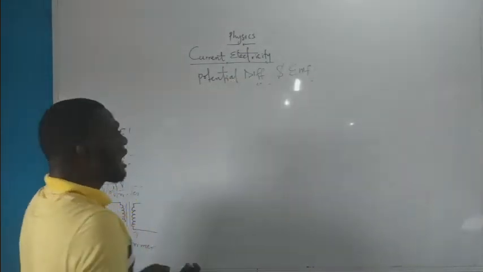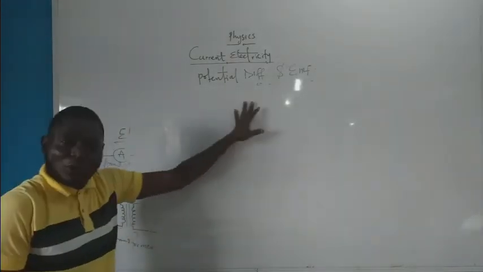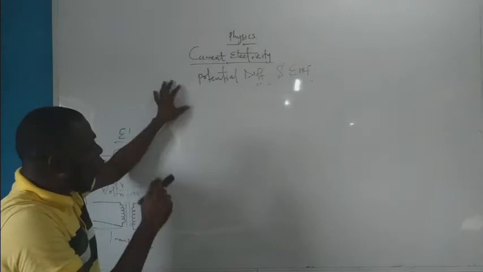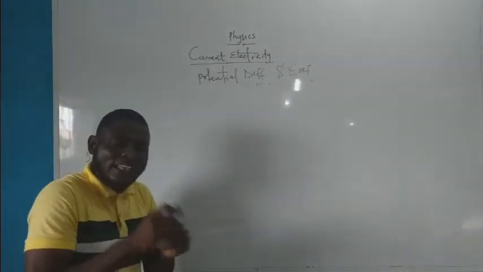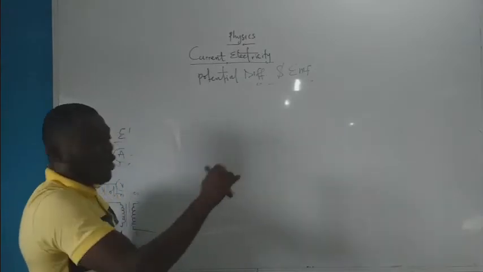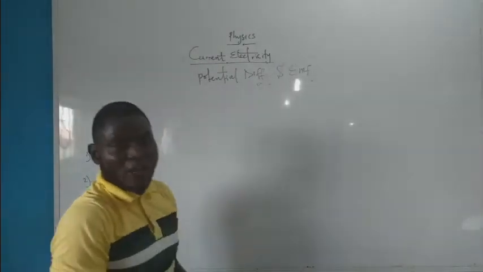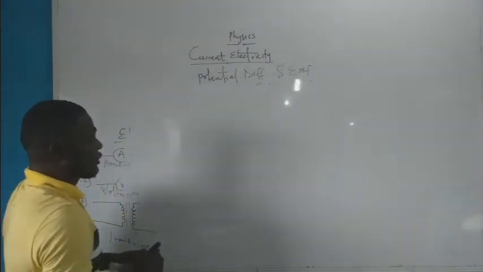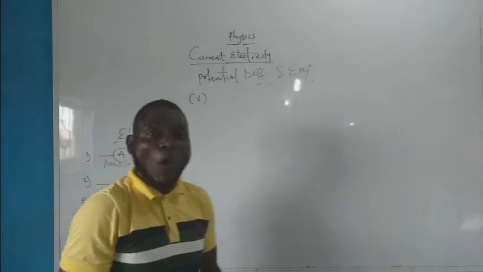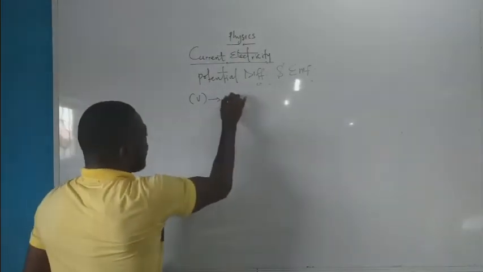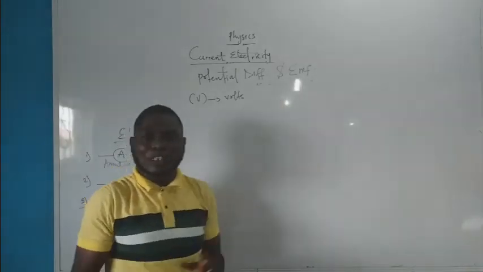What do you mean by potential difference? Potential difference is the work done to raise one coulomb of charge from one place to another. That is potential difference. It has symbol V, and it is measured in volts.